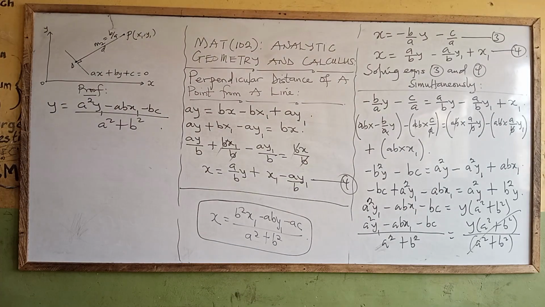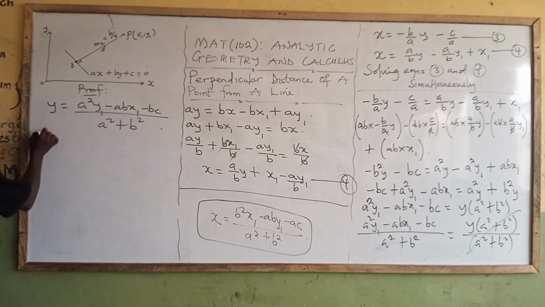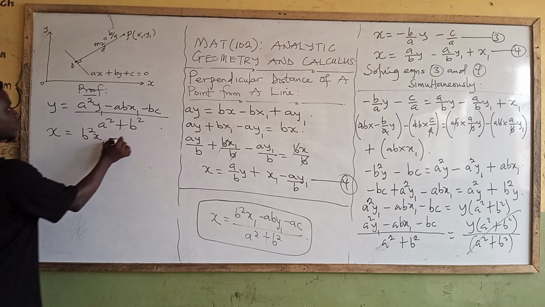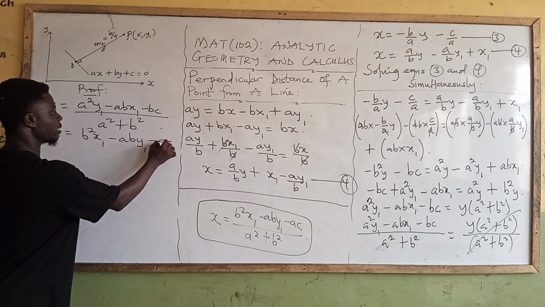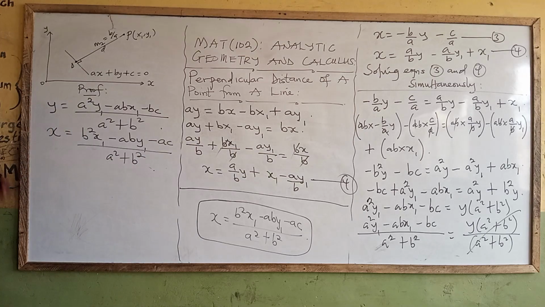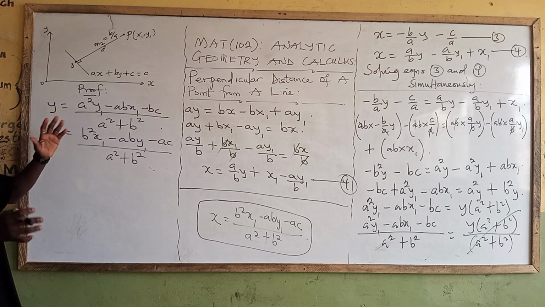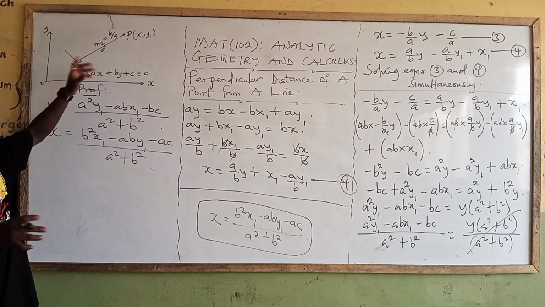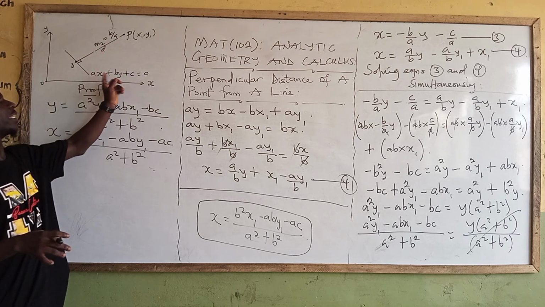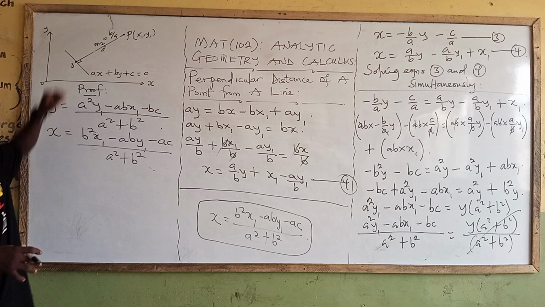So that's our y. Alright, so now we have our x also to be b squared x1 minus aby1 minus ac divided by a squared plus b squared. So now, I believe you know what we're doing. We're solving simultaneous equations, because we had the equation for this line and the equation for this line, to obtain point D.